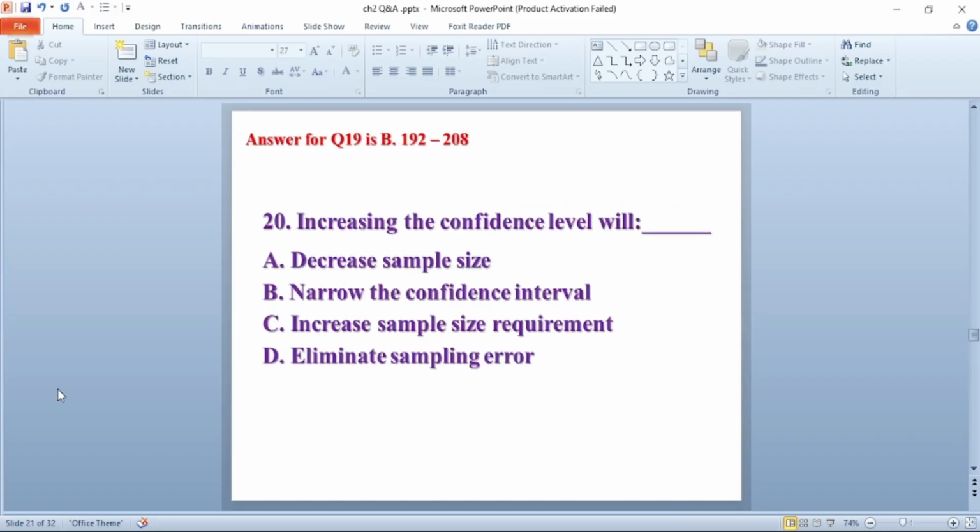Question number 20. Increasing the confidence level will dash. A. Decrease sample size. B. Narrow the confidence interval. C. Increase sample size requirement. D. Eliminate sampling error. The answer for this question is C. Increase sample size requirement.